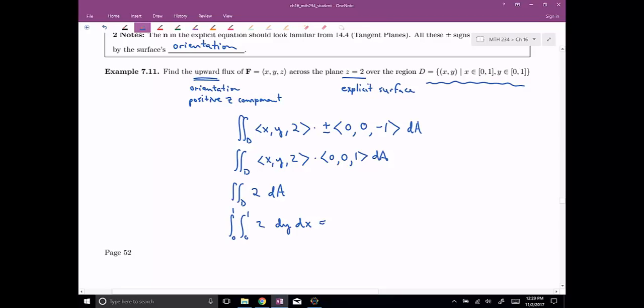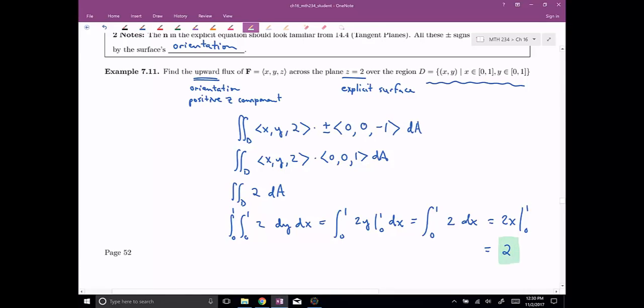And so this is going to be the integral from 0 to 1, and if I integrate with respect to y, I'm going to get 2y, evaluated from 0 to 1, dx. And so I'm going to have the integral from 0 to 1 of just 2 dx. And when I integrate that, I'm going to get 2x, evaluated from 0 to 1. And so my final answer is just 2. All right, so there's our answer.